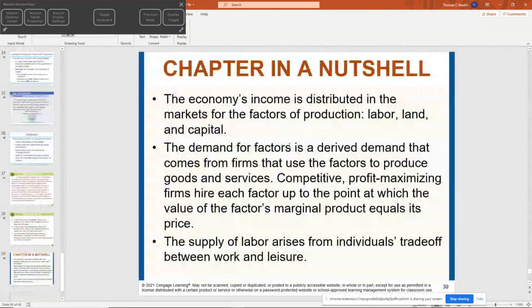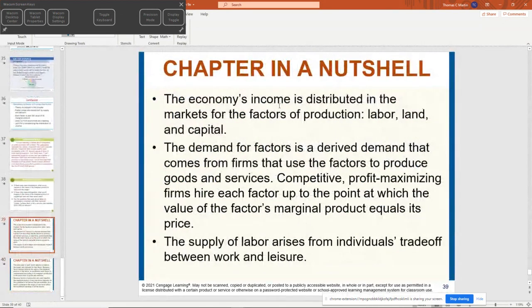Here's some things you can look at, but in a nutshell, go back to the circular flow of income. The bottom part of the circular flow of income is how we deal with factors of production. How we deal with land, labor, and capital. That's what this chapter is all about. If there's a huge demand for capital, the interest rate is going to go up. If there's low demand, the interest rates will go down, or the cost of capital.